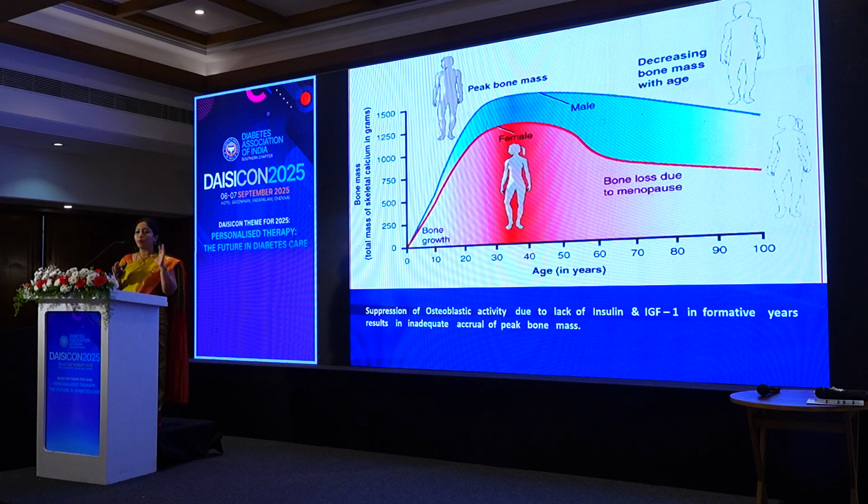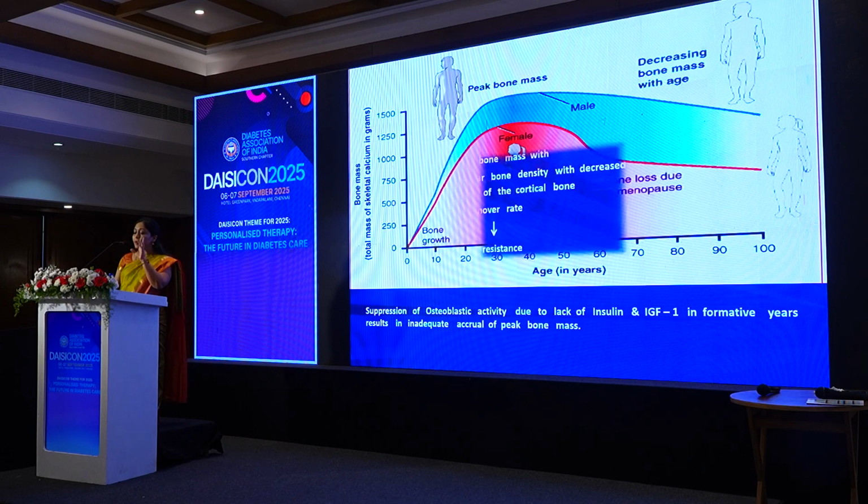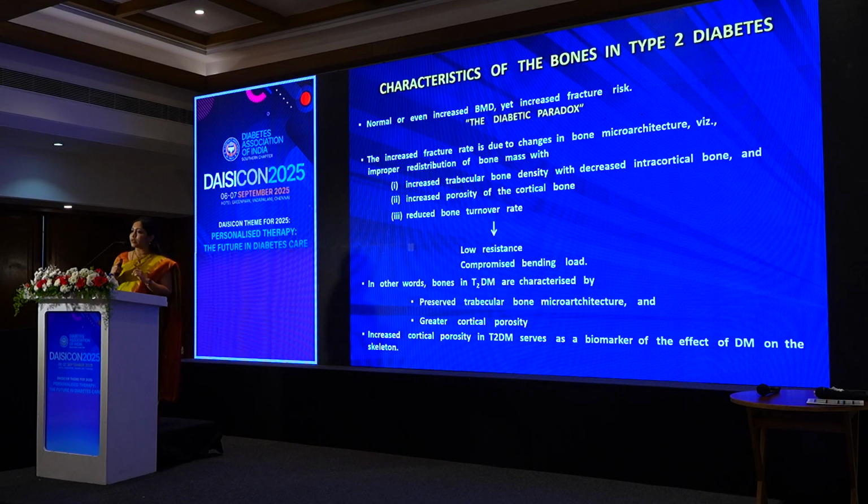In a type 1, when they have a problem at the peak age of bone accrual, it is quite understandable that they have weaker, thinner, smaller bones. But what happens in a type 2 is slightly paradoxical. So what is the paradox? You could have a normal or even an increased bone mineral density, but still these bones are technically weaker. Why do I say that? Because the increased fracture risk in these people is because of changes in the bone microarchitecture.